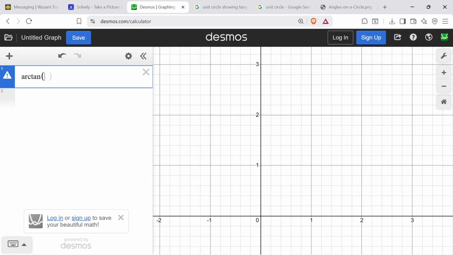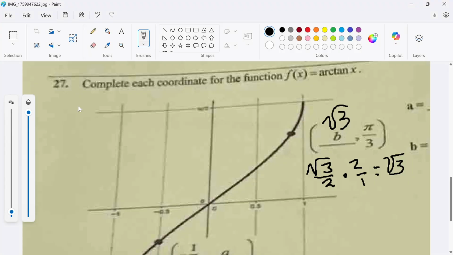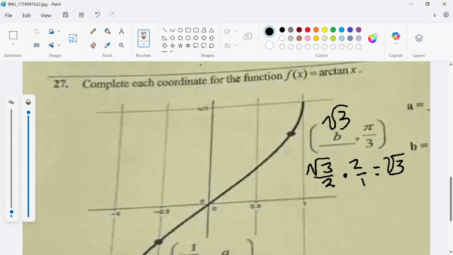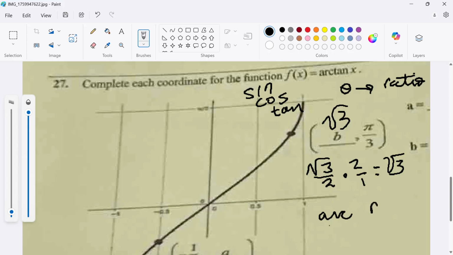The arctangent of square root of 3 is pi over 3, and I will prove it. Arctan of square root of 3, and I will do pi over 3. That's 1.047. So the arctan of square root of 3 is pi over 3. Remember, sine, cosine, tangent go from an angle to a ratio. The inverse functions, the arcs, go from a ratio to an angle. Well, square root of 3 is a ratio, square root of 3 over 1.